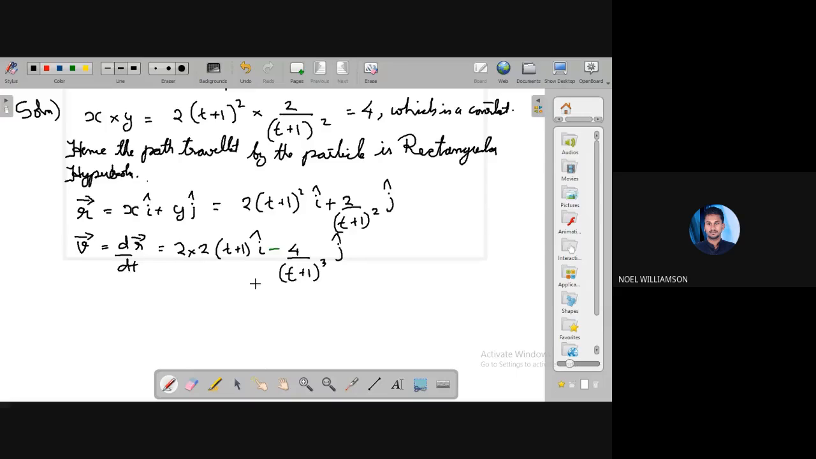This is the velocity vector, and if we get the velocity vector, from that we can find the acceleration vector a by differentiating velocity, so dv by dt. Again differentiating, here it is 4 into (t plus 1), differentiating you will get 4i, minus, here again minus 3 into 4, that is plus 12 by (t plus 1) raised to 4 j. So you got the vectors for displacement, velocity and acceleration.